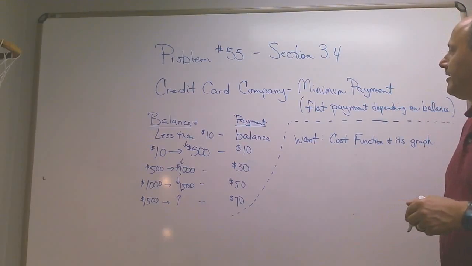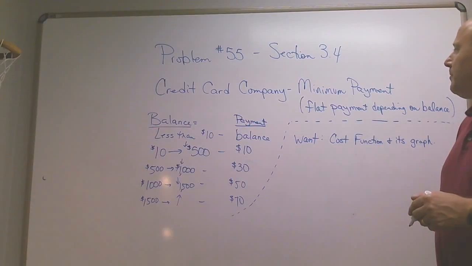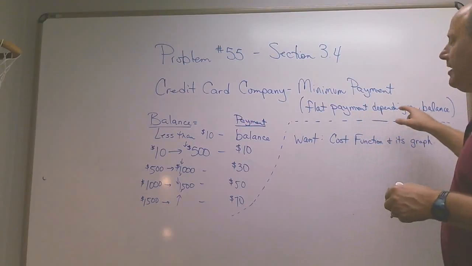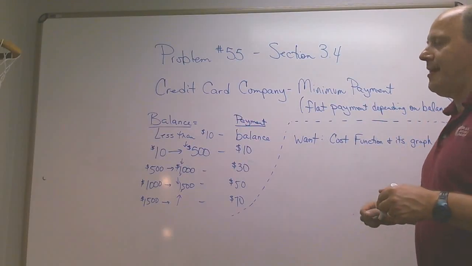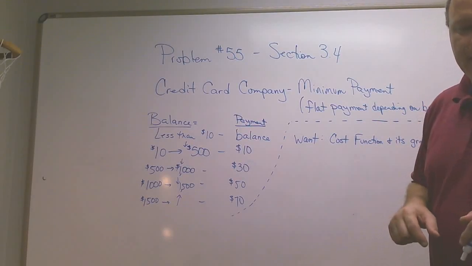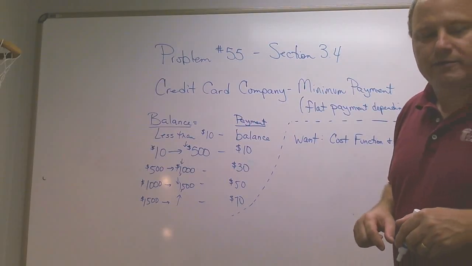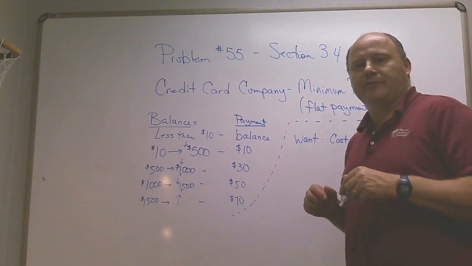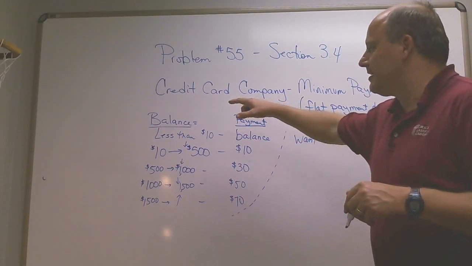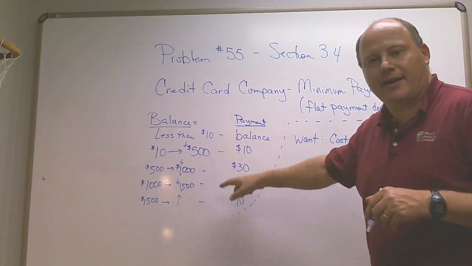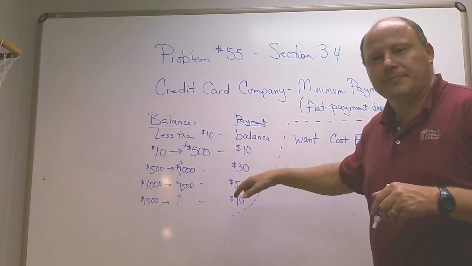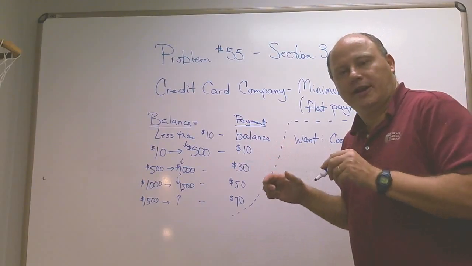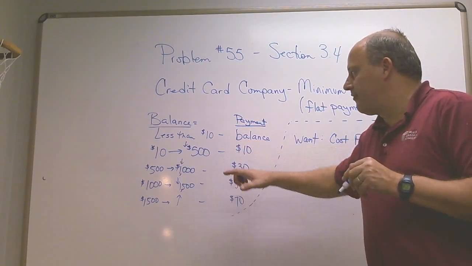But on a credit card, this credit card company, the minimum payment is determined by a flat payment depending on the balance. And so now I read the problem. It's pretty long. It looks like it's at least 12 or 14 lines. And like I said on the last problem, 54, I just made a little outline of what the charges are. It's just a matter of translating the words that they give me into an equation. And so I put it in outline form.